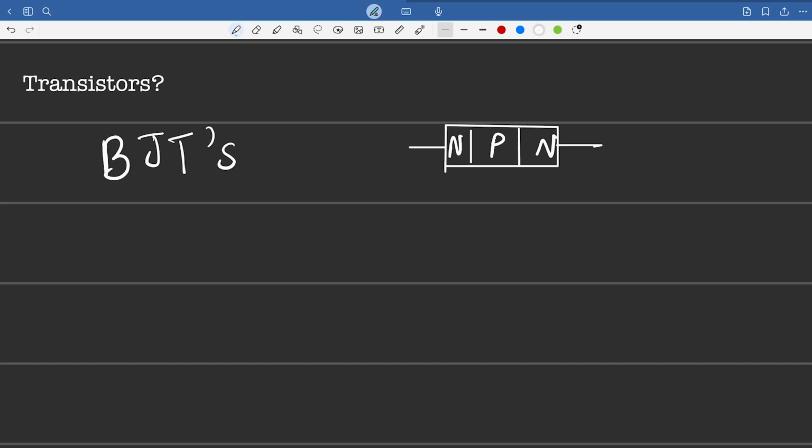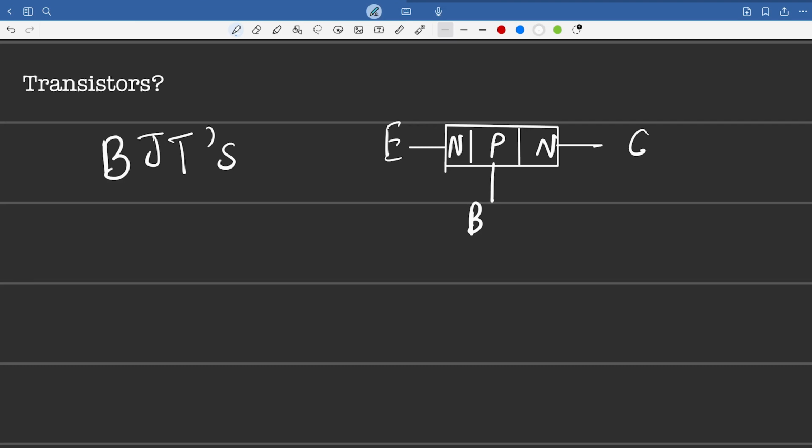So in an NPN, we have basically the emitter over here. This is the base and this is the collector. This N region is highly doped with electrons. This P region is highly doped with holes. And this N region over here, it's moderately doped with electrons. So this is a general way of knowing what a BJT looks like. So why bipolar? This is one pole, this is the other, so two junctions, so BJT.